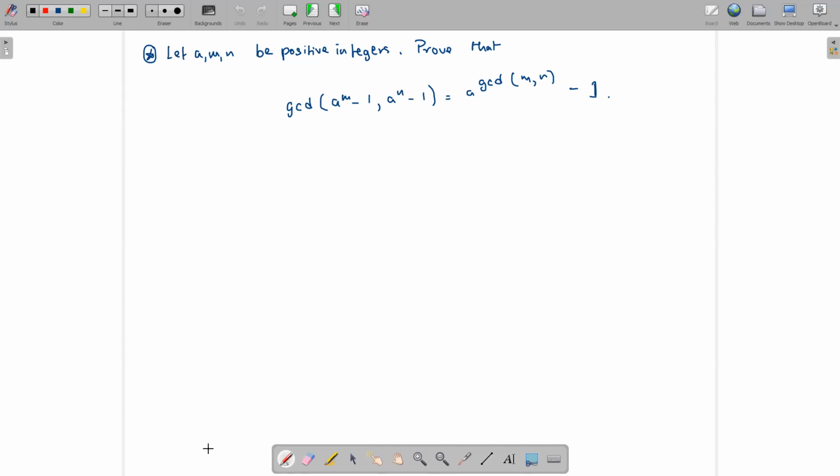So 6 people have come here. Since it's being recorded, let's start off with the class today. The problem is: let a, m, and n be positive integers. We need to prove that the GCD of a to the power of m minus 1, comma, a to the power of n minus 1 is a to the power of GCD of m, n, minus 1. Now let's first check why this would be true. This looks like a good form, but why should this be true?